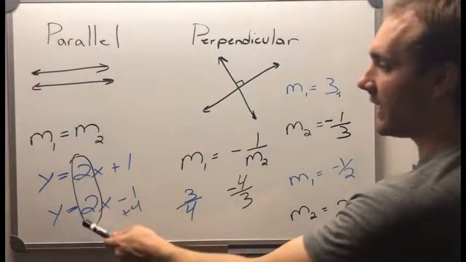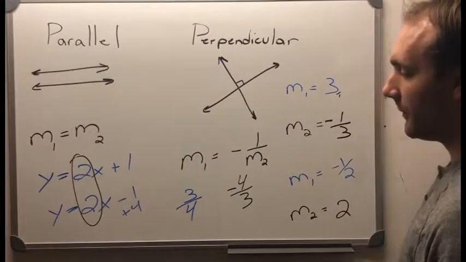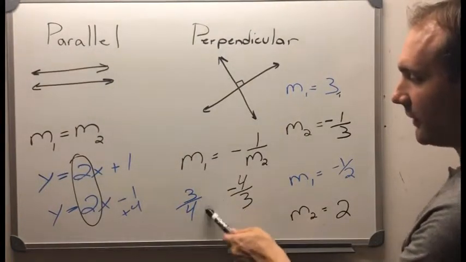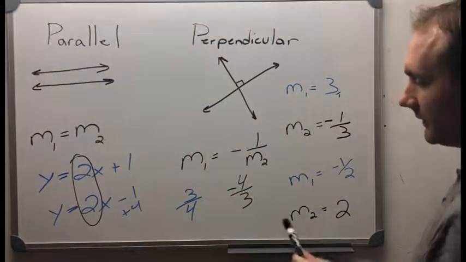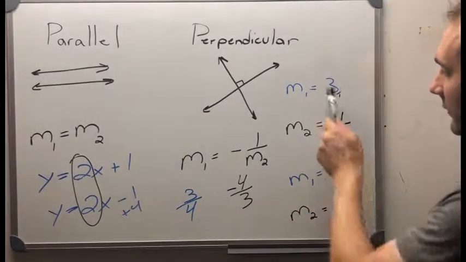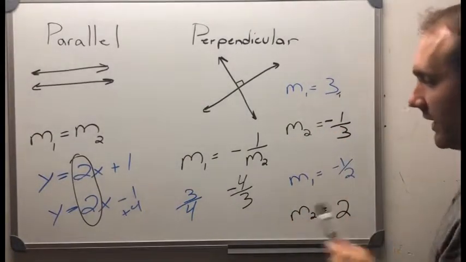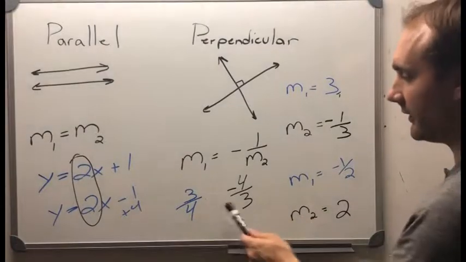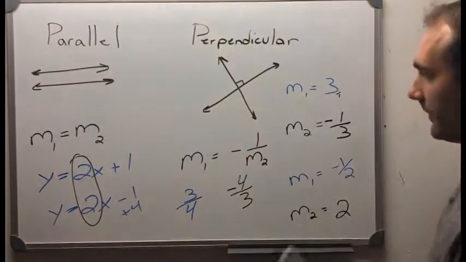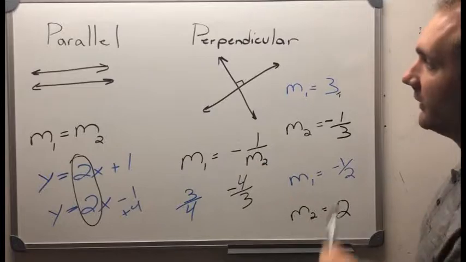So parallel lines have the exact same slope. Perpendicular lines have slopes where the fraction, the rise over run, is flipped: 3/4, 4/3, 3, 1/3, 1/2, 2, and the sign is flipped. So positive, negative, positive, negative, negative, positive. So remember those two things with perpendicular.